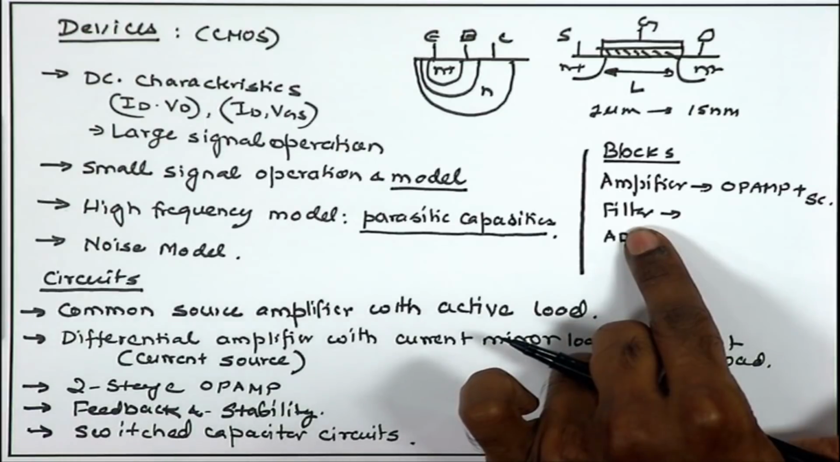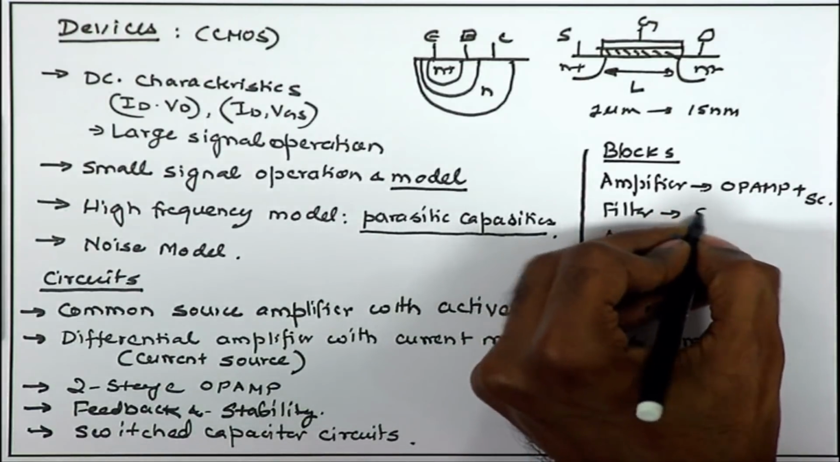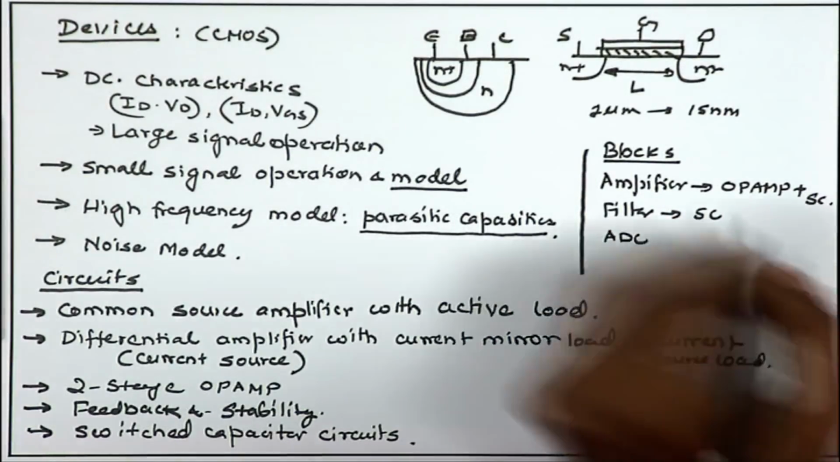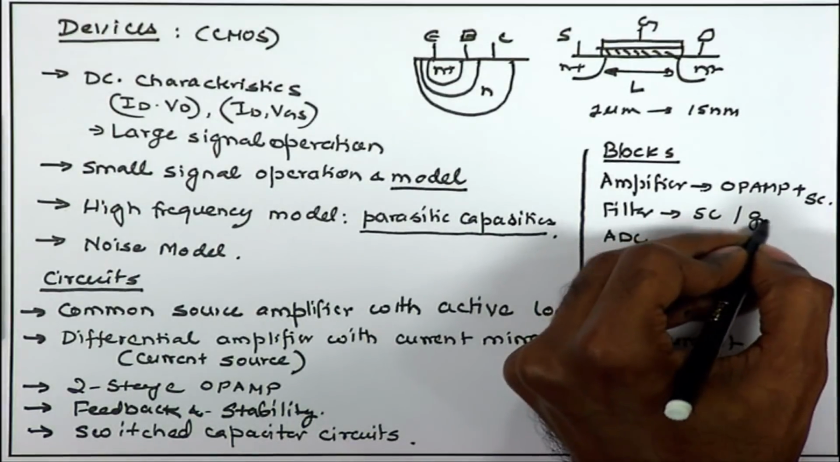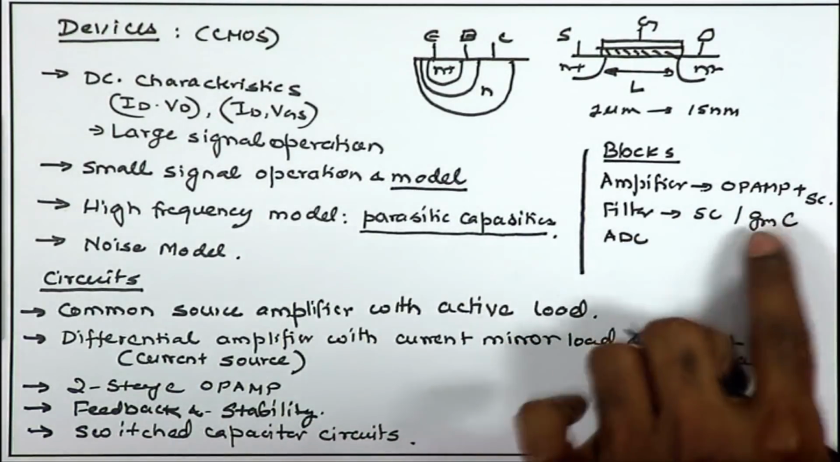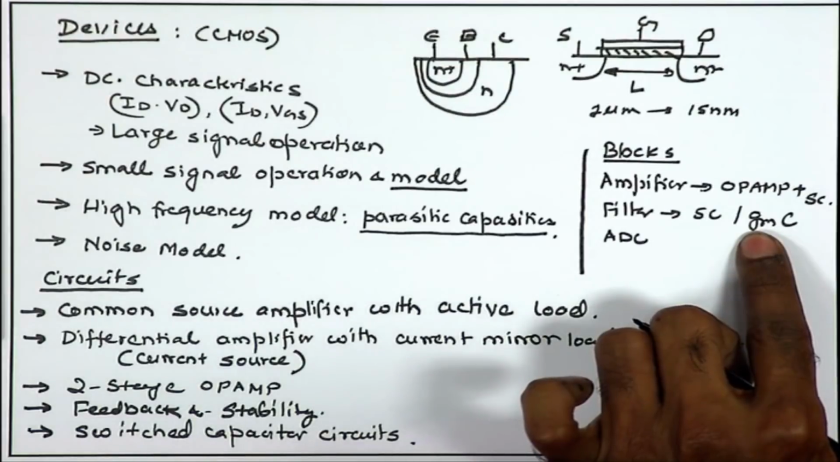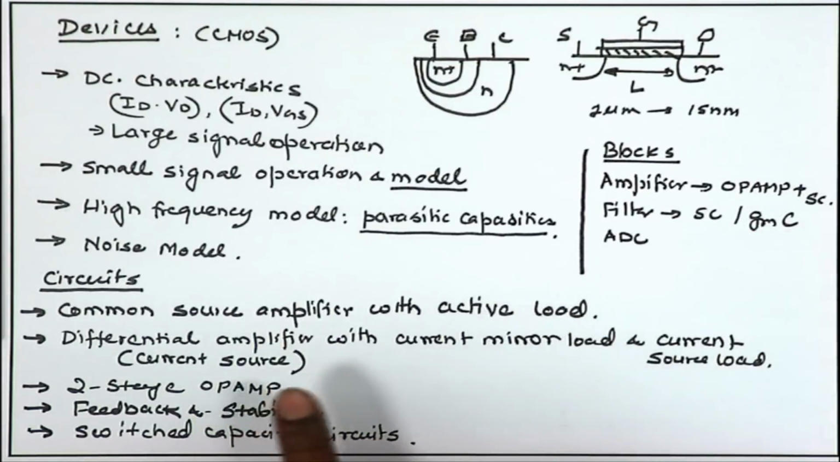So, once again we may have to go for switched capacitor filters or GMC filters, where we are going to use active blocks, transconductance blocks similar to differential amplifiers, similar to operational transconductance amplifiers and op-amps that we were looking at in the earlier sections.